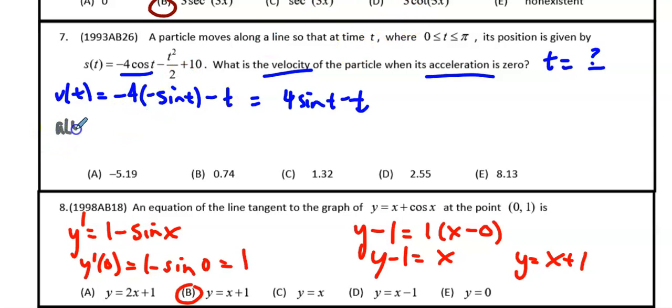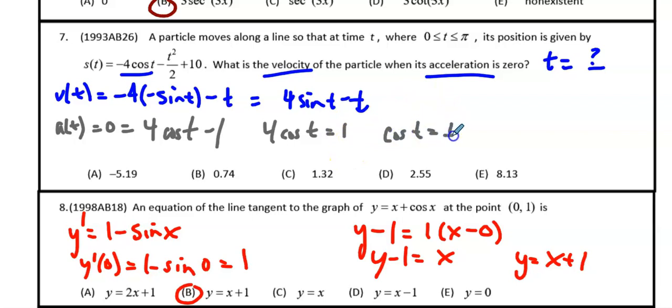Now if I want to find the acceleration and set it equal to 0, well, that's the derivative of this. So we're going to get 4 cosine of t minus 1, and again, we set that equal to 0. So we're going to get 4 cosine of t is equal to 1, then the cosine of t is equal to 1/4.